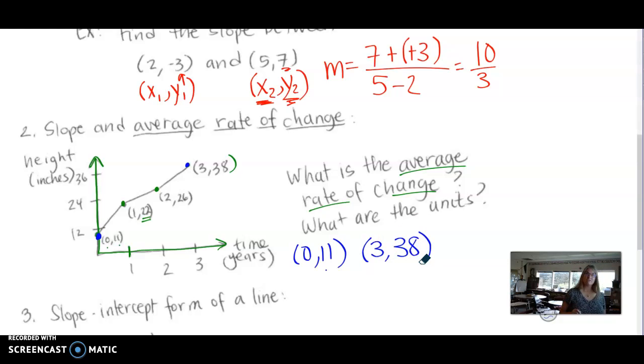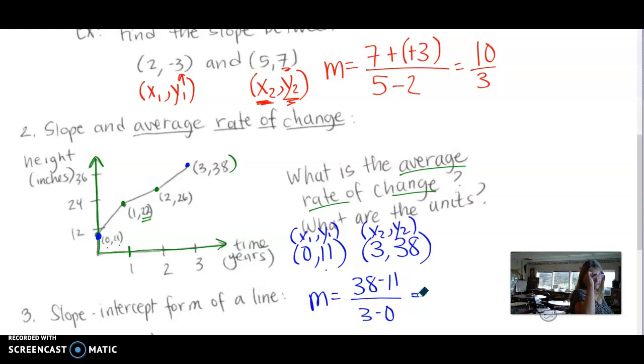To find your average rate of growth over that time period, if we call this first point (x1, y1) and this second point (x2, y2), and we use the slope formula, we're going to have 38 minus 11, which tells us how many inches we grew in that time period, over 3 minus 0, which is how many years have gone by. So 38 minus 11 is 27. You grew 27 inches over 3 years, which means 27 divided by 3 is 9.